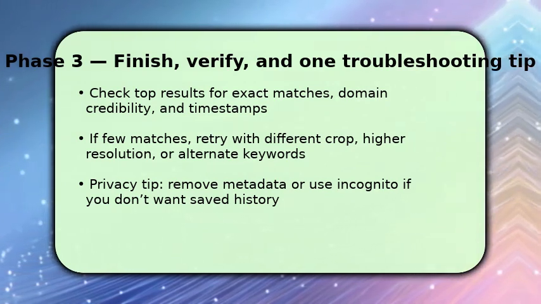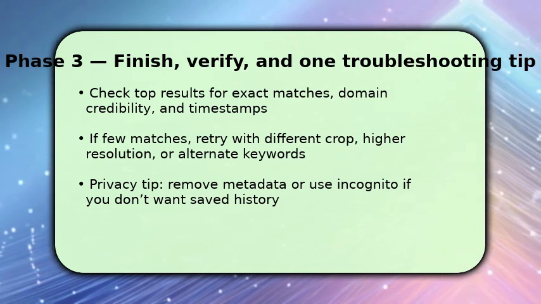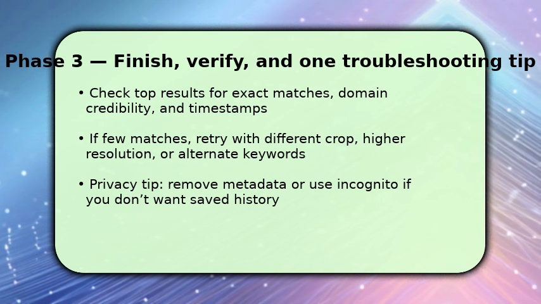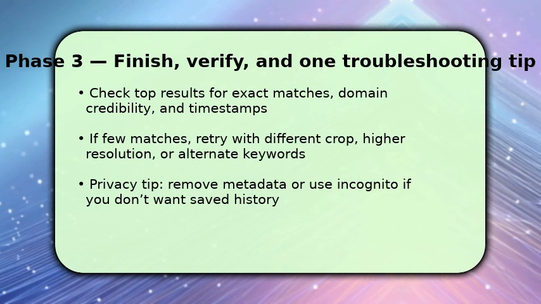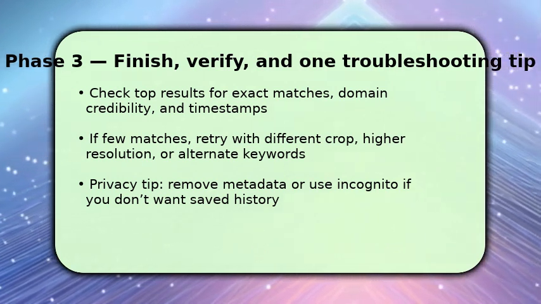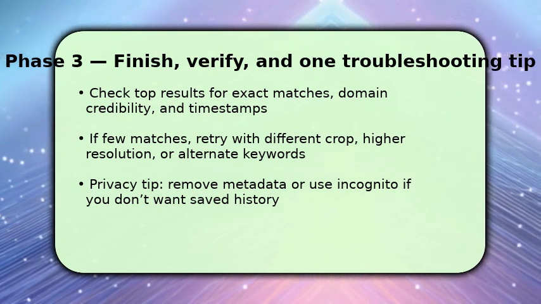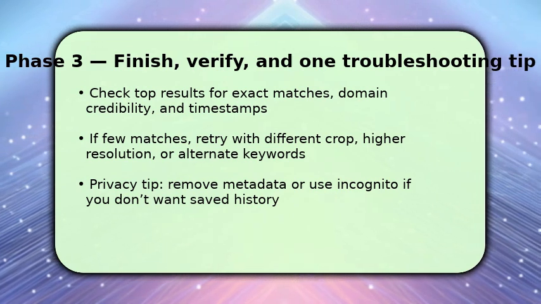If you get weak matches, make sure the photo has enough detail, then retry with a different crop, higher resolution, or alternate keywords. Also, clear metadata or use incognito if you prefer no history. If uploads fail, check file size and format, disable extensions that block requests, and try Google Lens instead. That usually resolves stubborn image search issues.